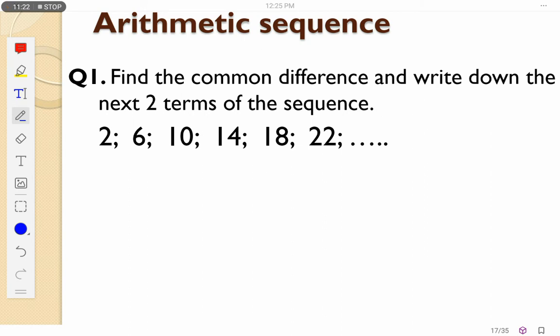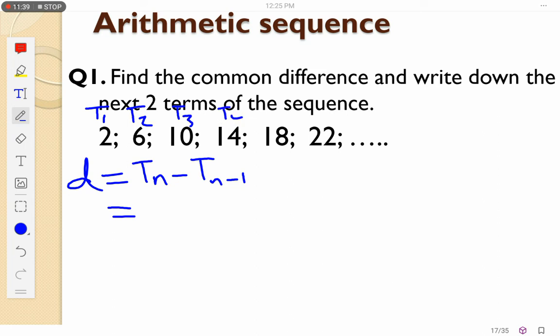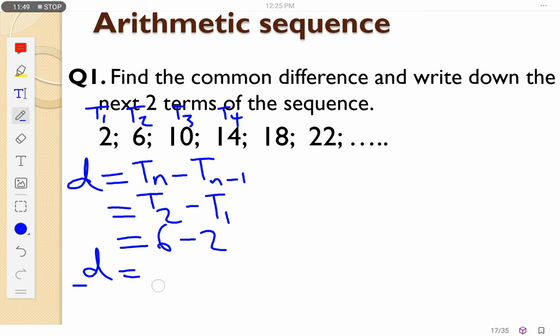Find the common difference and write down the next two terms of the sequence. So the common difference D is equal to Tn minus Tn minus 1. The first thing you can do is write the terms T1, T2, T3, T4. So I've got T2 minus T1. What do I get? I'll get 6 minus 2. So my D is equal to 4.